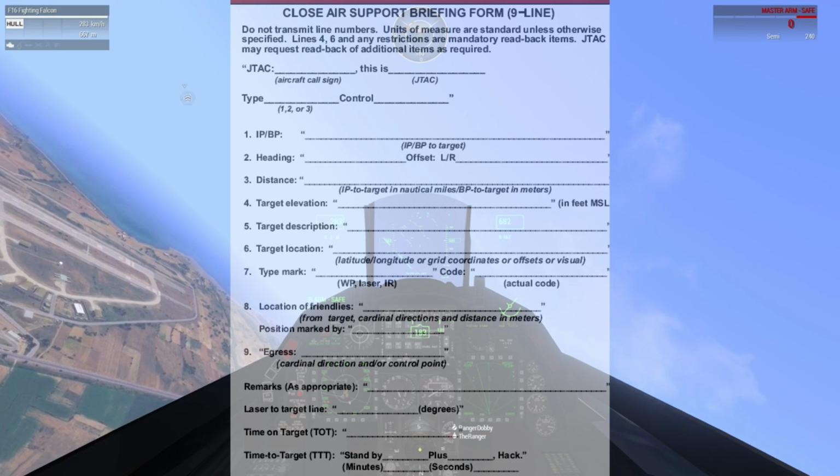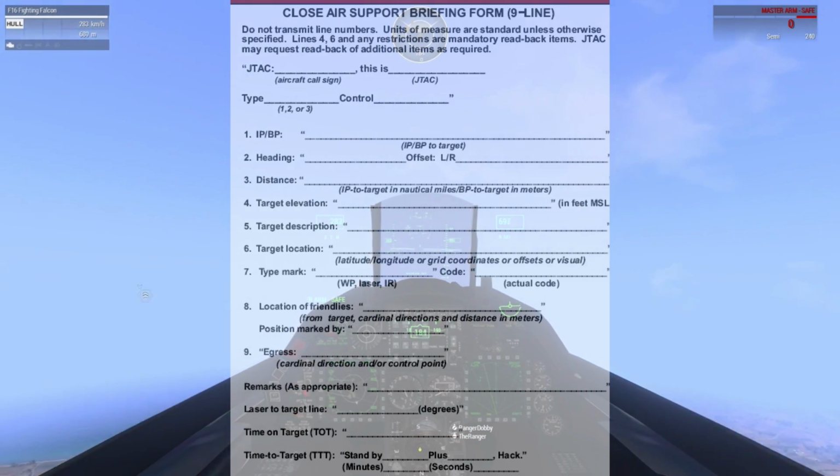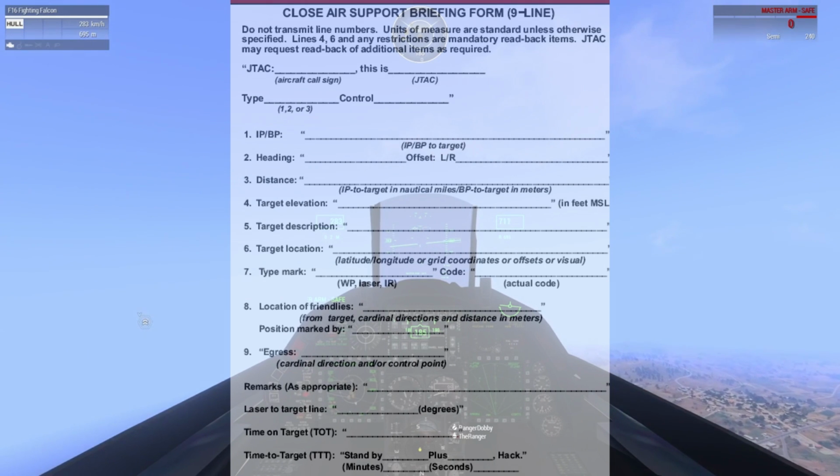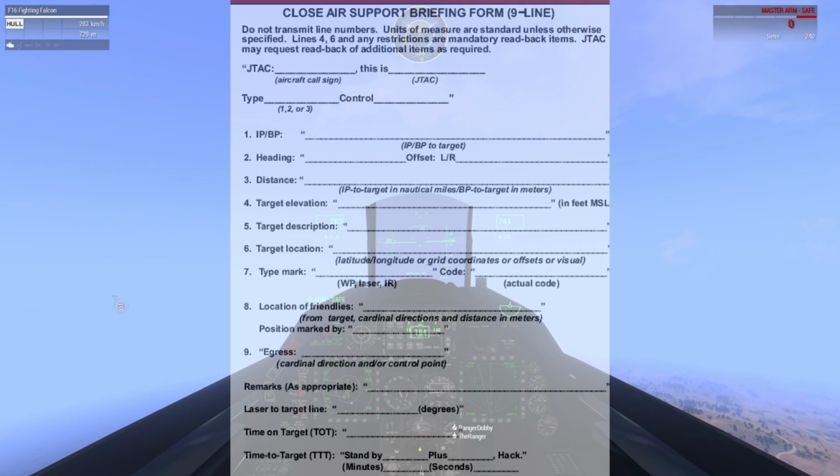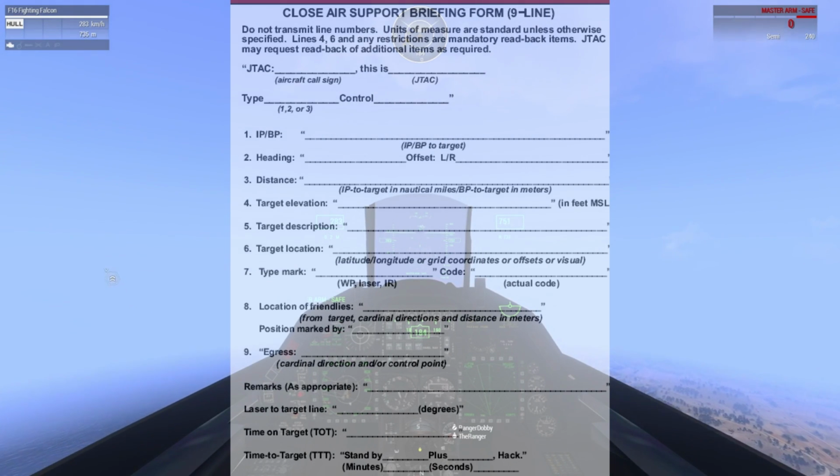Line 5 is target description. It's always nice to know what you're shooting at and what you're going to be using. So this is given by the JTAC on the ground. Example being infantry at crossroads or tanks out in the open, moving across the salt flats of Altus.